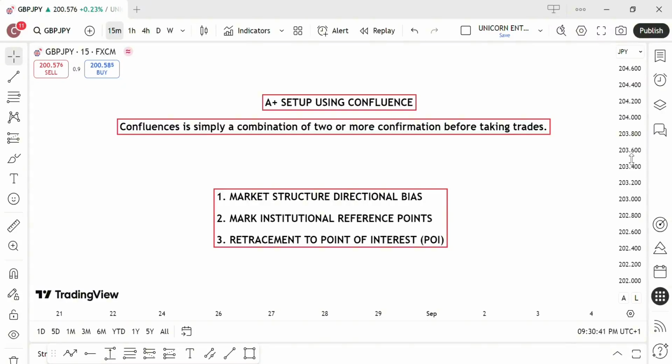In the previous video we talked about how to get A plus setups using confluence, and I said that there are three confluences you need in the market before you take a trade. Number one is market structure, directional bias. Second is mark institutional reference point, and thirdly is retracement to a point of interest, that's your POI. So now in this video I'll take time to explain how to get the market directional bias.